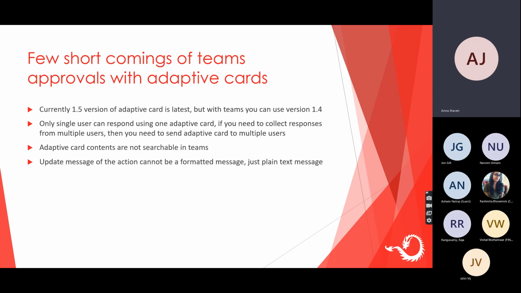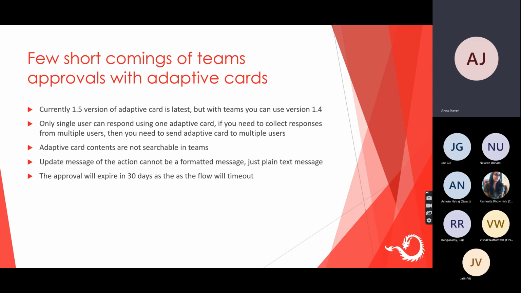Then the update message: your approver has provided the decision and you want to update the card to show the update message. You can just provide a static message there. You can't provide a message that, okay, this approver provided this decision, because you have to provide it within the post adaptive card action. So there is no option, not much option to use a nicely formatted message.